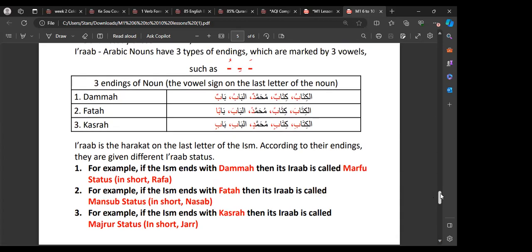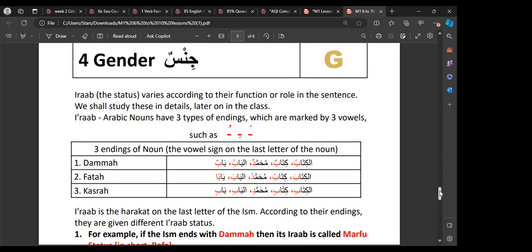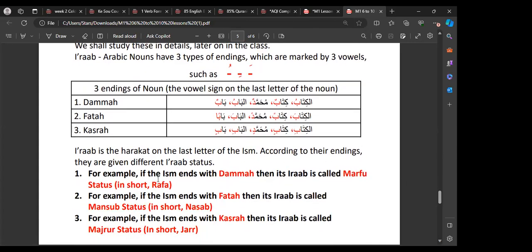This is something you have to write down. You have i'rab. I would say you have to write down this definition: I'rab varies according to the function or role in a sentence. This sentence needs to be written down, and these sentences here. If the ism ends with a dhamma, then its i'rab is called marfu. You don't need to know what it means. You just need to know that's what it's called at the moment. So its status is marfu, or in short, rafa. Marfu and rafa are the same thing.